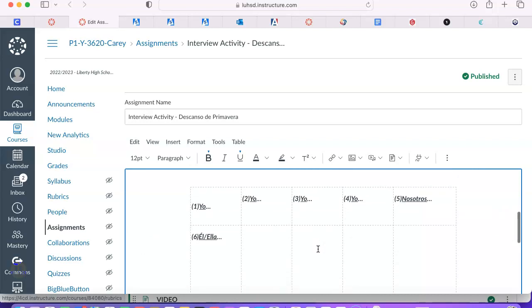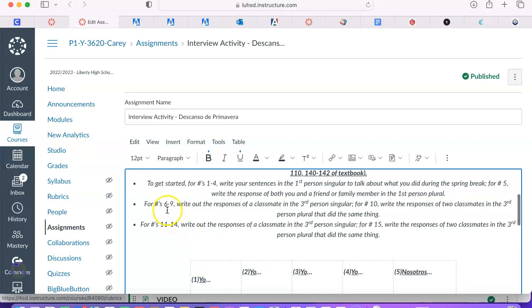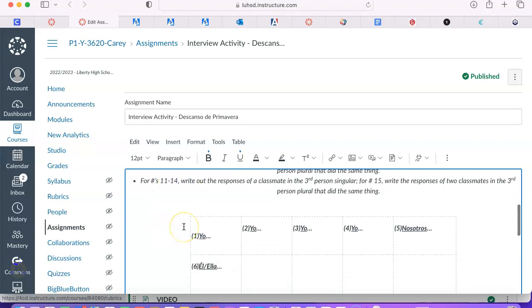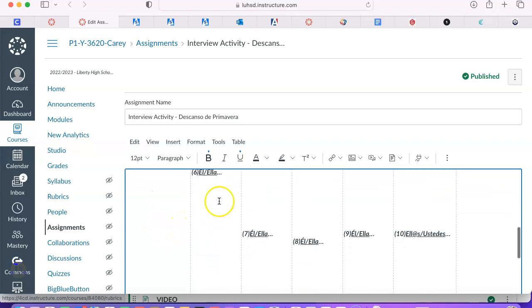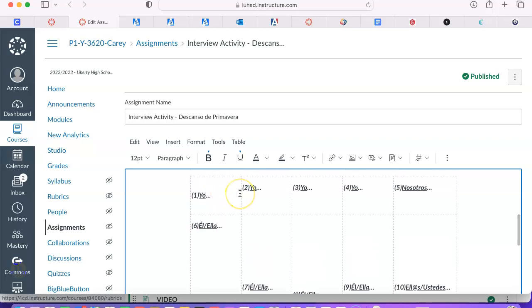They're going to respond to the question, sharing any combination or perhaps all 4 of their responses to numbers 1 through 4. And then what you're going to do, again, in each of those boxes, 6 through 9, 11 through 14, for each of the people that you speak with, you're going to write their name, and then you're going to transcribe what they say from the yo form to the él, ella, usted forms.